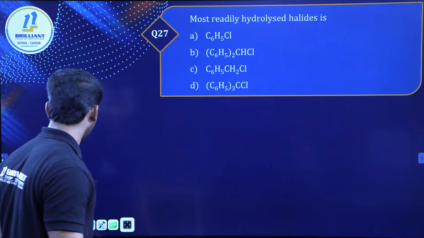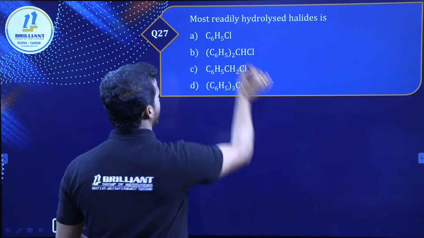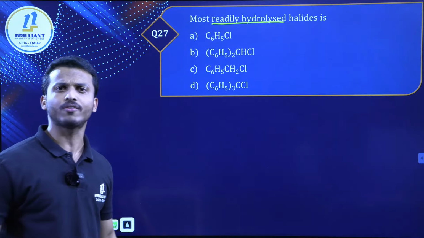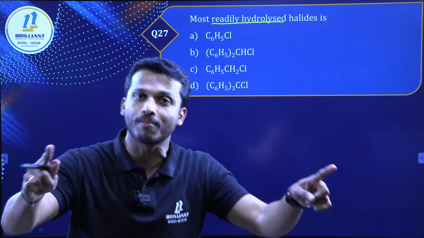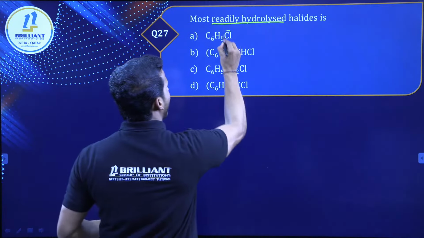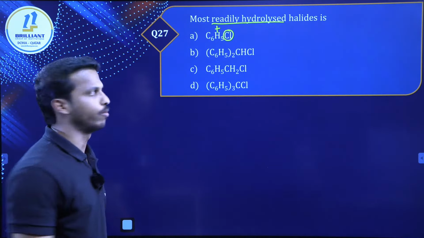Use the SN1 reaction, dear all. In this case, tell me which is most readily hydrolyzed, or which is most ready to undergo the SN1 mechanism? Remove the halogen first in the SN1 mechanism and identify which carbocation you are getting. Remove the halogen, dear all, this is a phenyl carbocation, very less stable, okay?